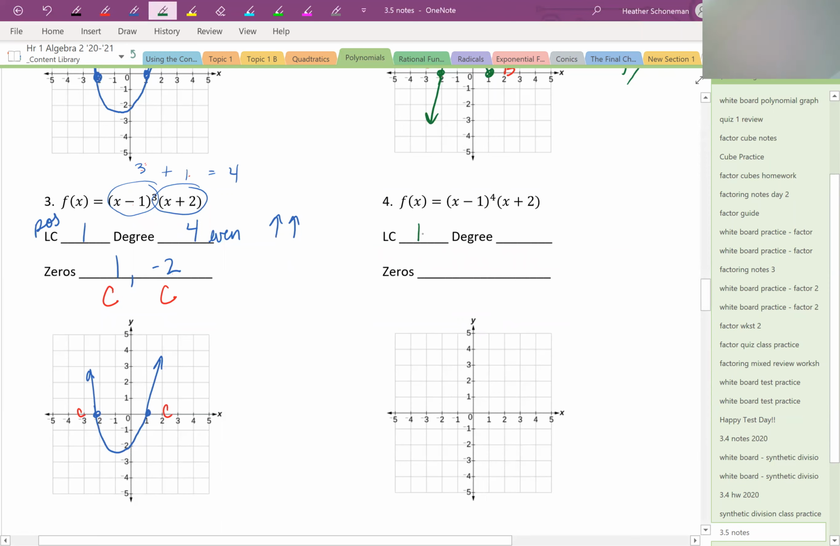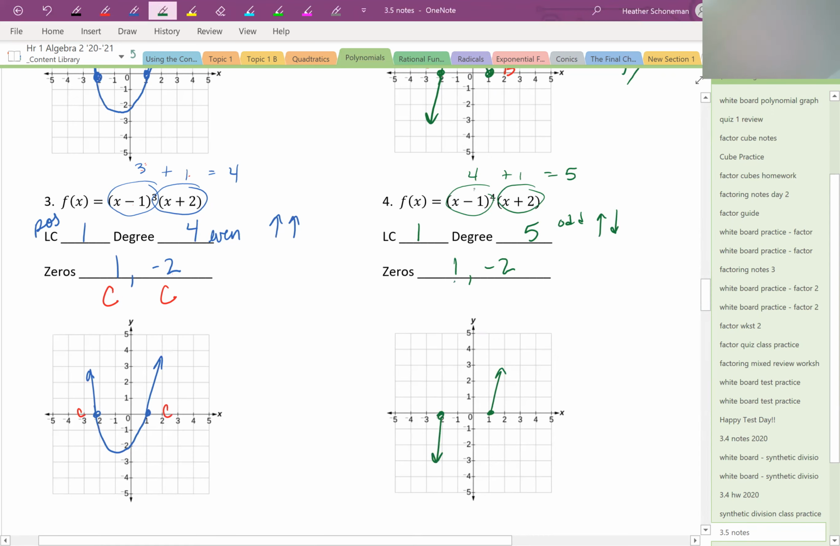The leading coefficient on all of this type of problem is 1. The degree: there's 4 of these and 1 of these for a grand total of 5. So the degree is odd. It's going to be down to the right, up to the left. The zeros are 1 and -2. Up to the right, down to the left.